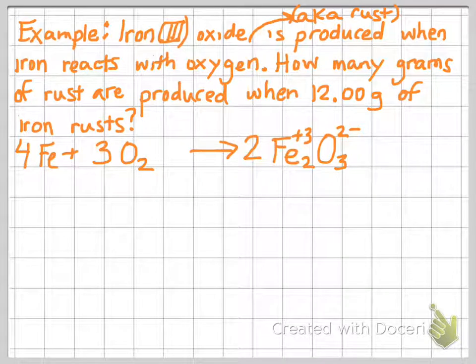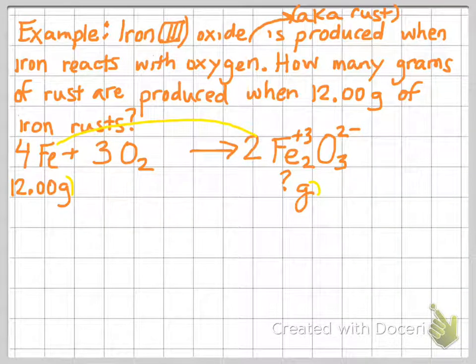Now, this problem is asking how many grams of rust are produced when 12 grams of iron rusts. So again, I like to summarize what the problem is asking me to do underneath my balanced equation so I don't have to go back and keep rereading my problem. So notice, this is a mass problem because I have grams and grams. And notice it's different substances.